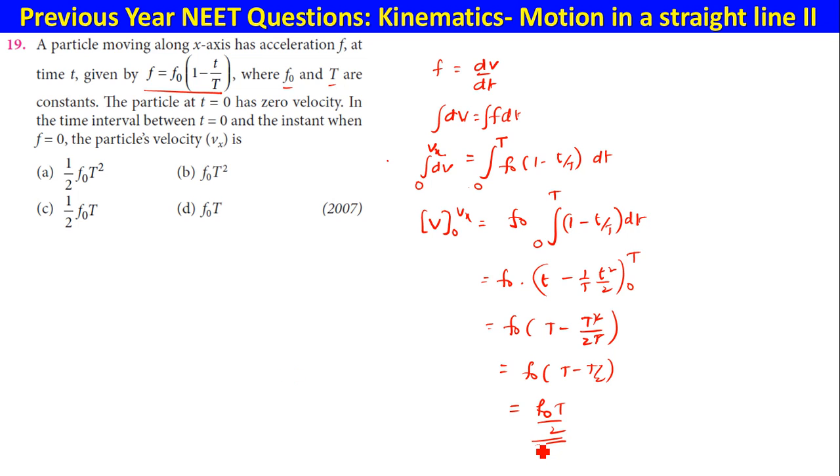So which option is correct here? Option C. Clear? Guys, if you have any doubts, you can let me know in the comment box. We will discuss them in the next video. We are going to have one more video on this motion in a straight line.